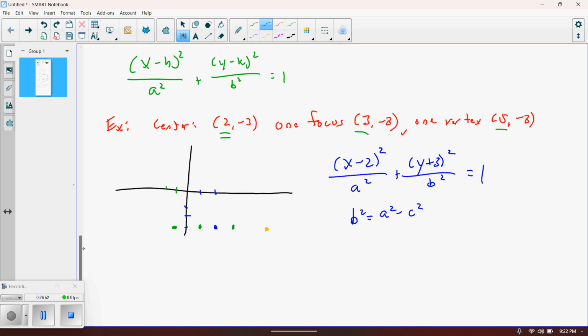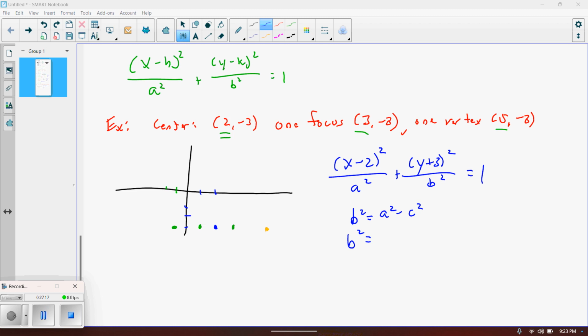All right, so let's figure out our b value. We already have our a value. We're good there. Let's figure out the b value. So b squared, a in this case is going to be 3, because that's the distance from the center out to the vertex.